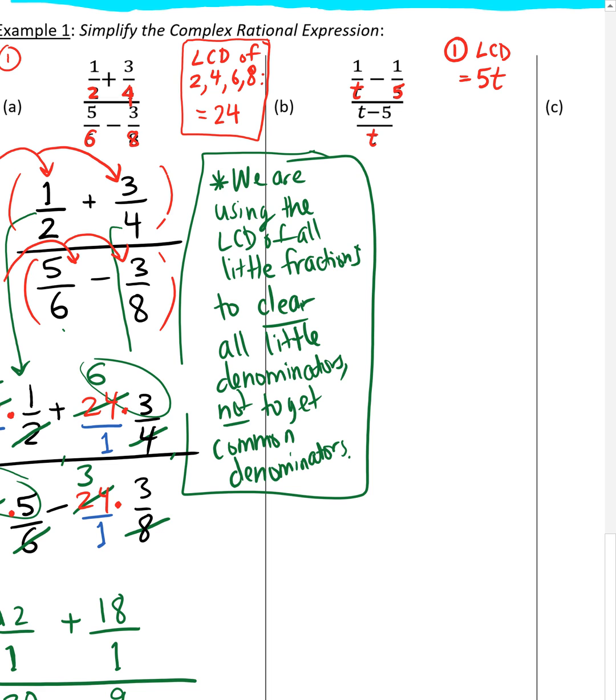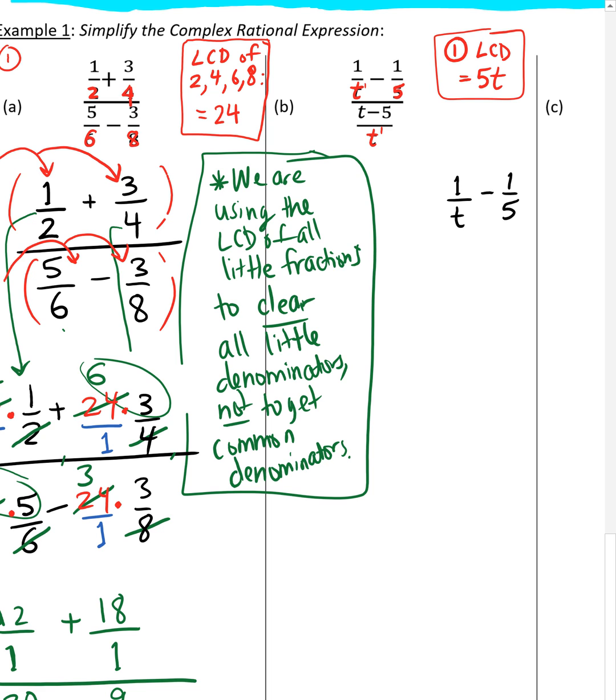The 5 is in the second fraction's denominator. But either of them only occur once at most, right? Like the first fraction has t to the 1 power, the bottom one has t to the 1 power. So the highest power I see is a 1. Same thing with the 5. The highest power of 5 I see is a 1. So the LCD will be 5t. Now remember that.